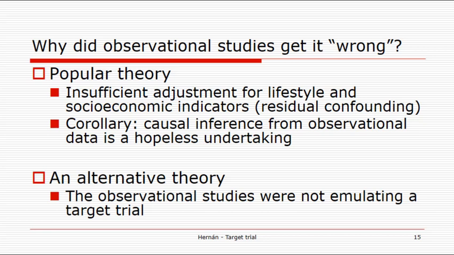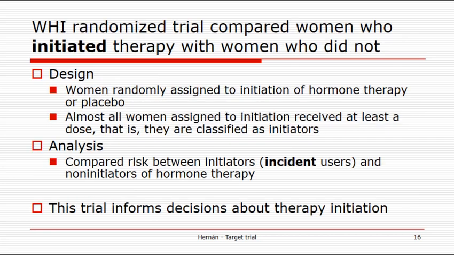Especially in the US in the 1980s and 90s, women who have access to hormone therapy probably also have access to many other aspects of healthcare that lower the risk of heart disease, right? And also they are wealthier and more physically active, etc. So that is possible, of course, with any observational study. But we had an alternative theory, which was that the observational studies were not emulating the target trial. They were not doing step one of our causal inference algorithm.